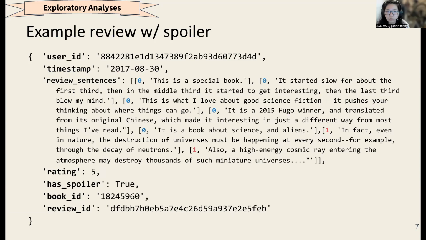So if we look at one record, there is obviously the user ID and some information about the review. But there's also a timestamp, and you can see in the review sentences, there are many sentences, and they have been tagged with whether or not each is considered a spoiler. If it's a spoiler, then it's tagged with a 1.